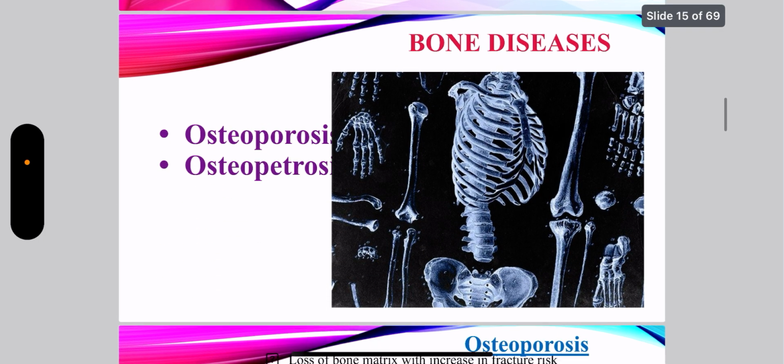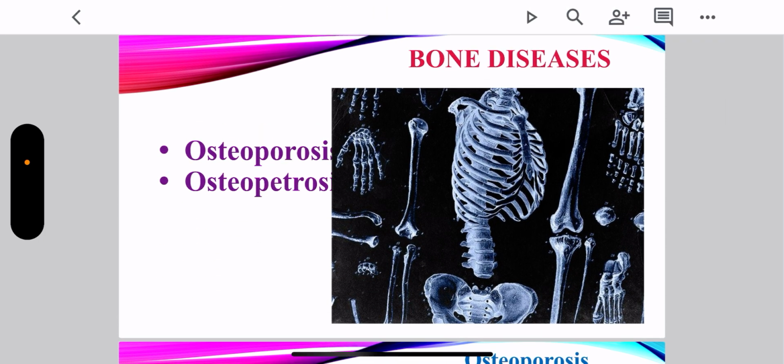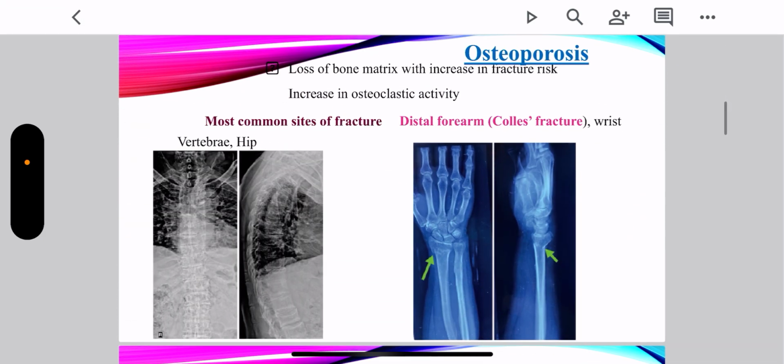We will be talking about osteoporosis and osteopetrosis. First of all, about osteoporosis. What is the meaning of osteoporosis? Osteo, bone, porosis, pores. We can dissect this term like this.